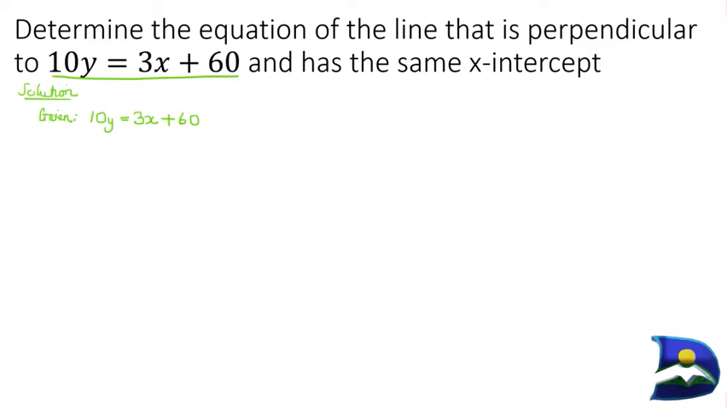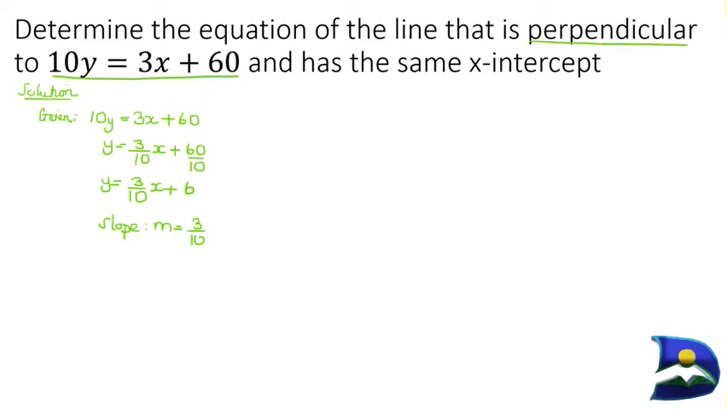In this case, what we're going to do is divide both sides by 10. In that case, we're going to have y equals 3/10 x plus 60/10. Therefore, evaluating the constant, we're going to have this to be taken care of. So we're going to have our equation of the line, which is expressed as y equals mx plus b, where our m is 3/10 and our b is equal to +6.